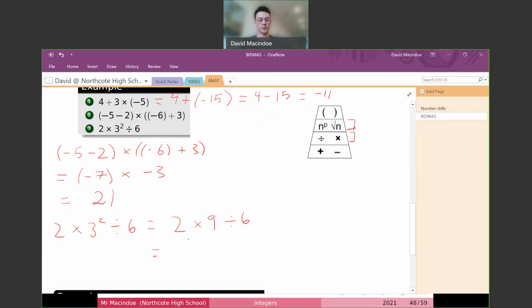3 times 3 gives 9. Then we can just work left to right. So 2 times 9 is 18. Divided by 6. 18 divided by 6 is 3.